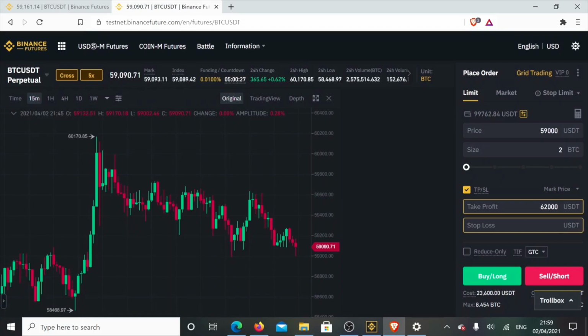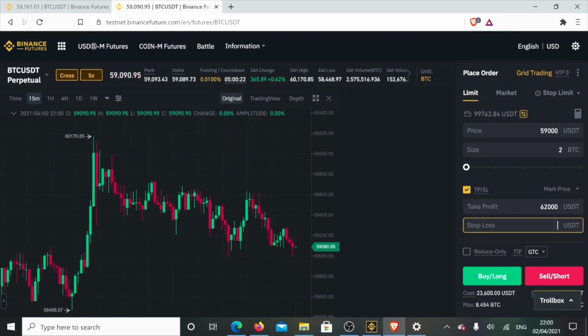Stop loss is if the trade is going against you. You opened a long order thinking Bitcoin will increase, but unfortunately it is going down and you don't want to lose a lot of funds. You can set it like, okay, I bought Bitcoin at 59,000. Immediately the price hits 58,000, I don't want to lose more than that. So you put 58,000, and you click on buy or long.